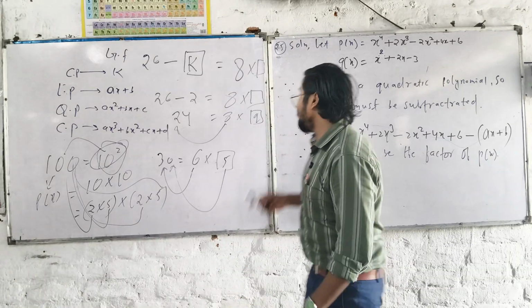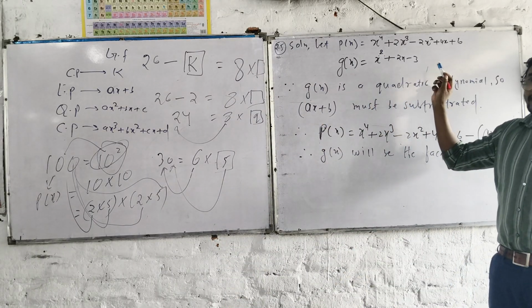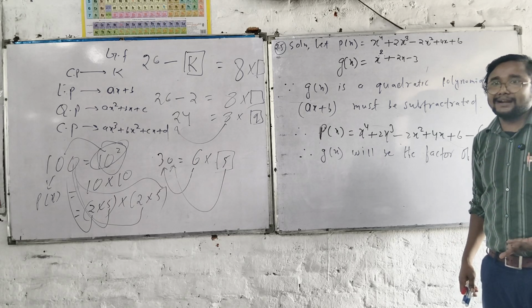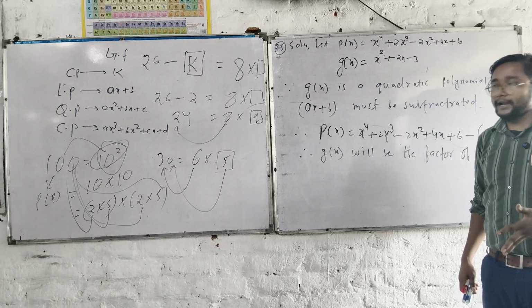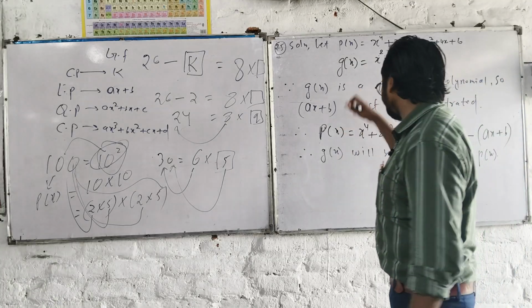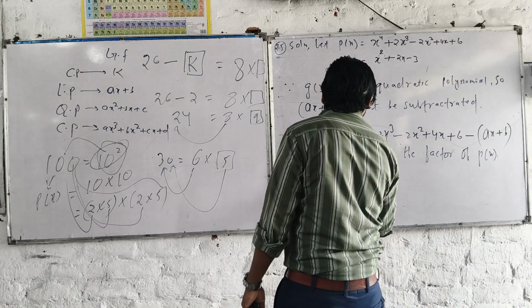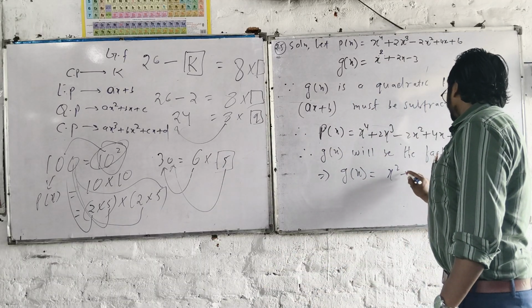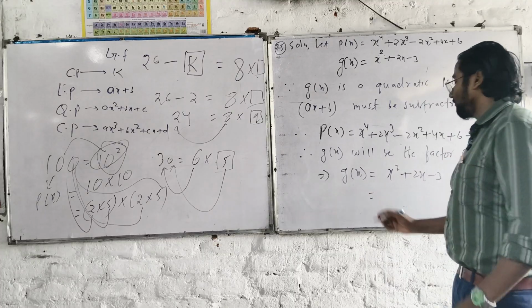Similarly, in this question, because it is a quadratic polynomial, we have to break it down into smaller parts. You have to split into small parts. Last time I told you, right? So what we have to do now, first of all, let's go with the gx. What do we have in gx here? X squared plus 2x minus 3, right?